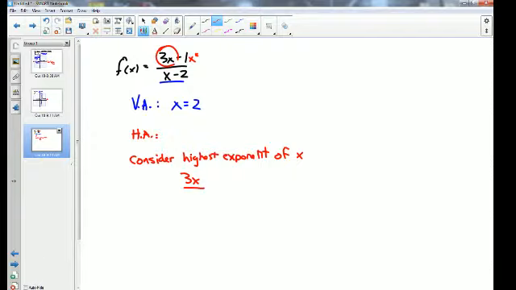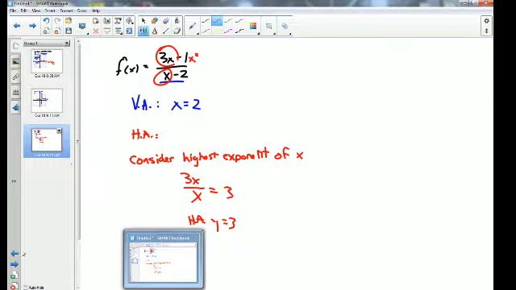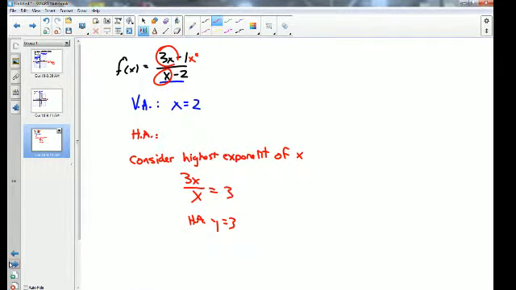Okay. And what's the largest exponent on the bottom? This one, right? Simplify that. What do you get? 3. Our horizontal asymptote, y equals 3. It's not harder than that. Okay. So what would happen if there was like 3x squared on the top? I'm going to show you that next, actually. That's a good question.